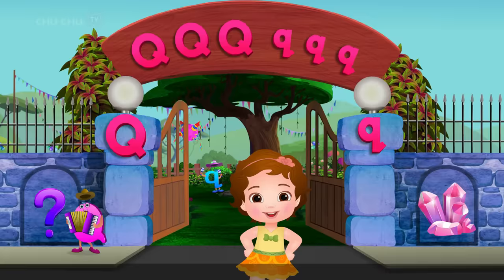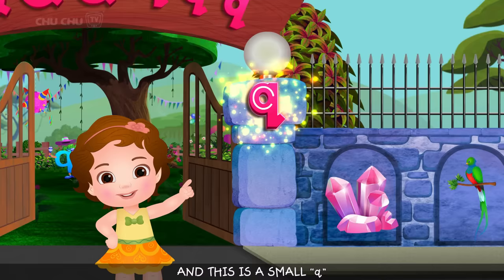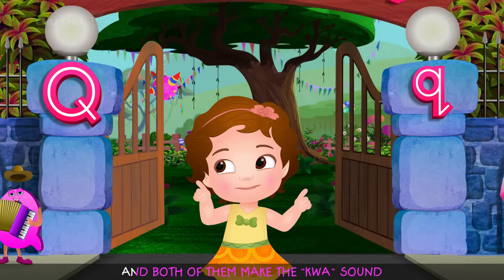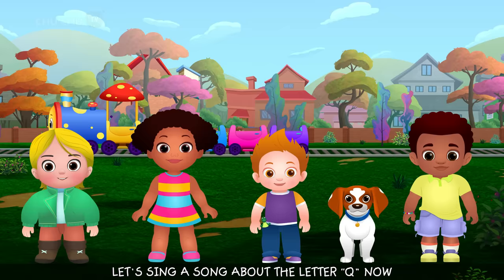This is a capital Q, or Q in uppercase. And this is a small q, or Q in lowercase. And both of them make the qua sound. Come on, let's sing a song about the letter Q now.